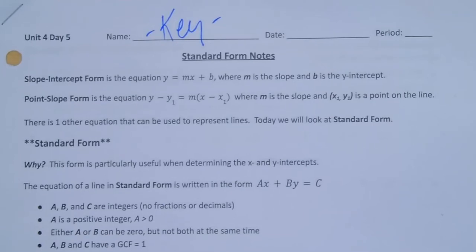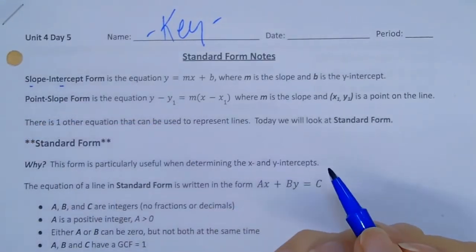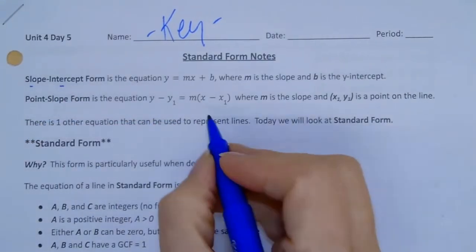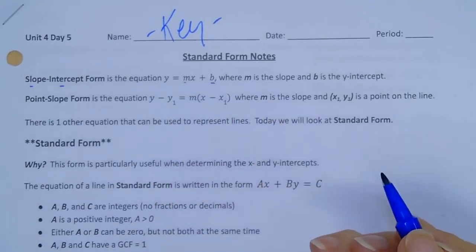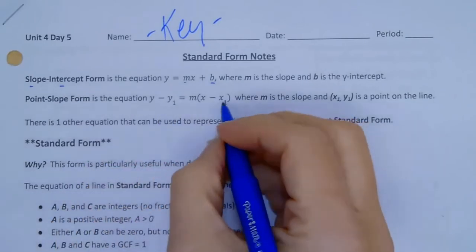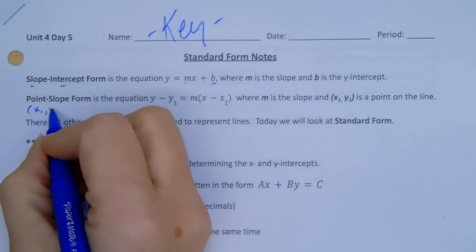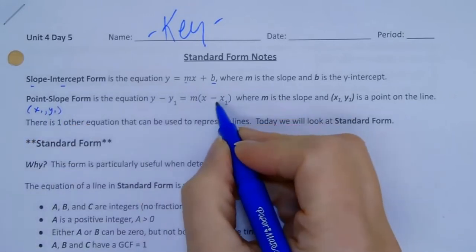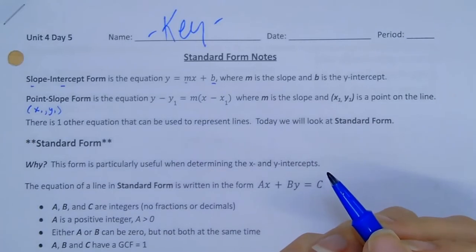Just as a reminder, our slope-intercept form requires the use of a slope and an intercept. Here m is our slope and b is our y-intercept. Point-slope form is the form that we use where we can identify a point. The point we're talking about is (x sub 1, y sub 1). Here's x sub 1, here's y sub 1, and again, the slope. We need a point and a slope.